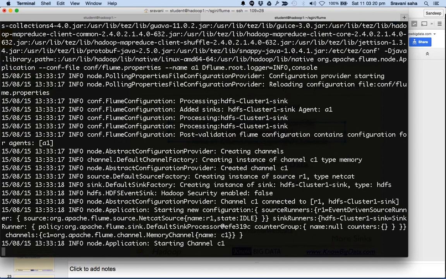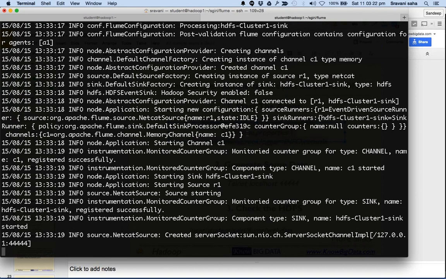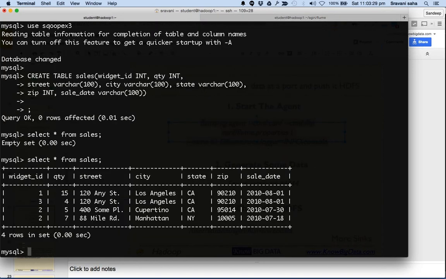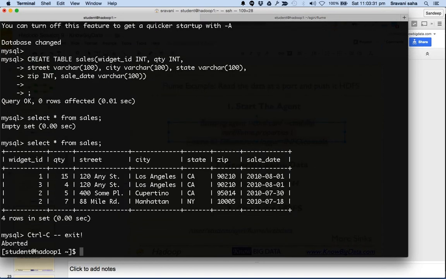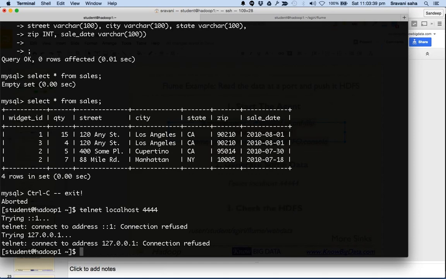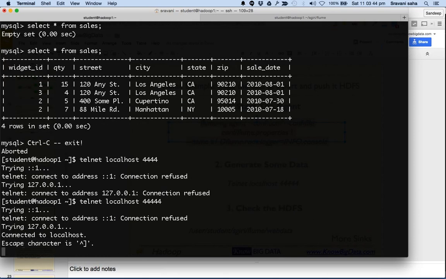So it's launching our Flume agent. Now the Flume agent has been started. It says that it's listening on this particular port. Okay, now to talk to the Flume agent which we have just launched, we can say telnet localhost, and what was the port? 4444, right? And one more 4. It says that it is now connected.